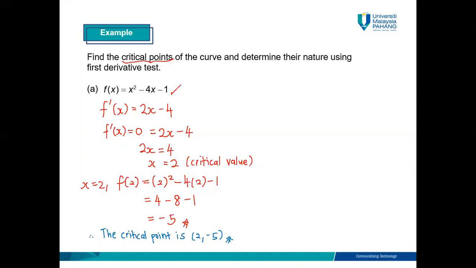So we have the critical point (2, negative 5). So how to find the nature of the function by using first derivative test? What does nature mean? We want to see whether the function is increasing or decreasing. That is the nature. So how to use a first derivative test? Same as yesterday, you have to construct a table. The table must have x. What is x? The x that you found just now.